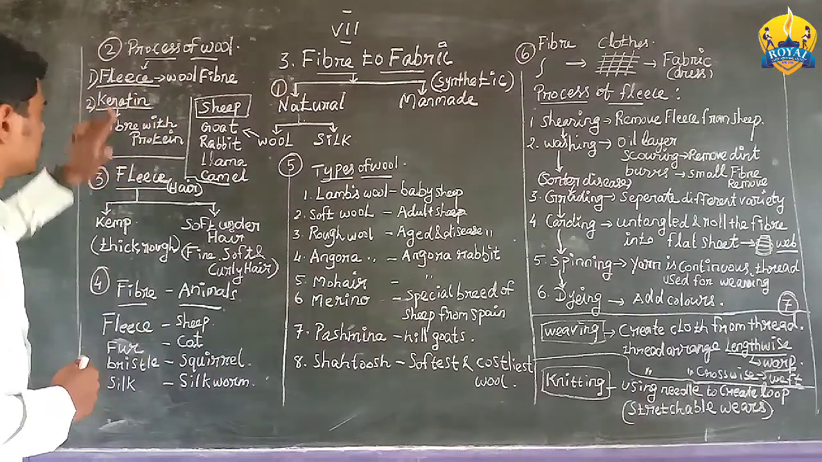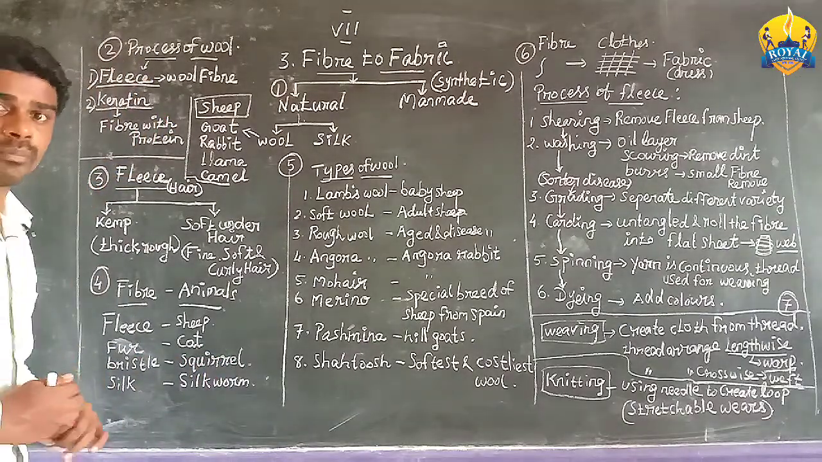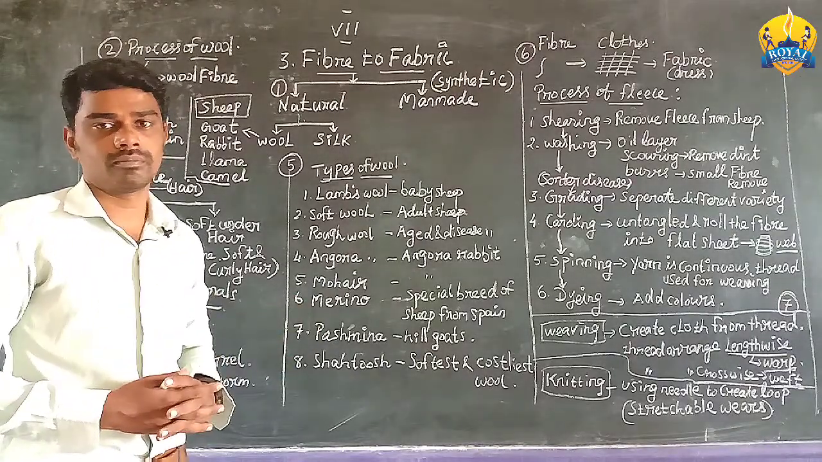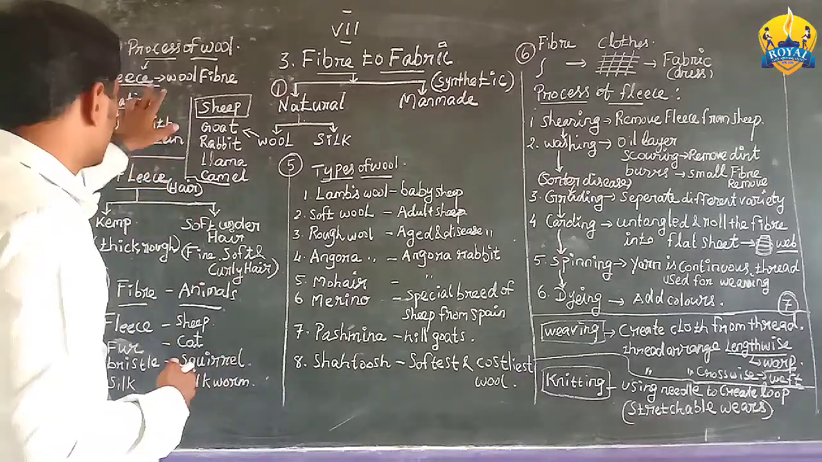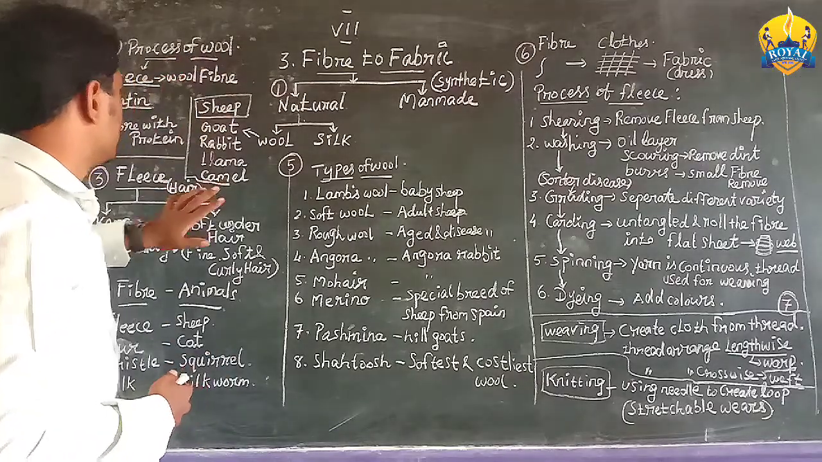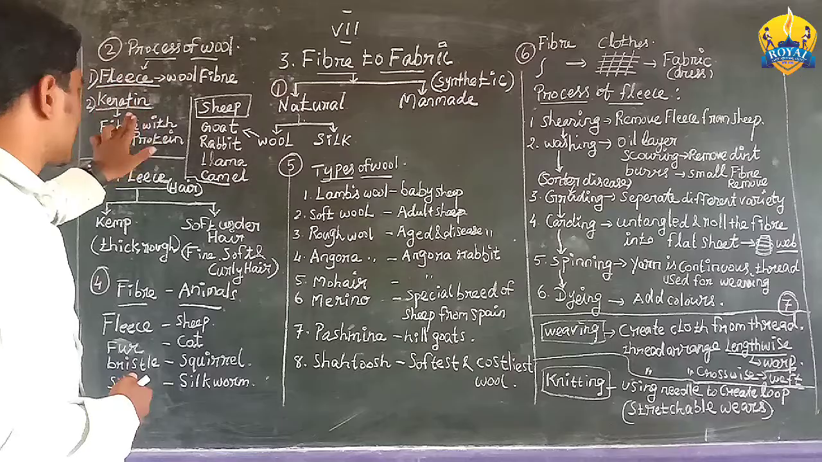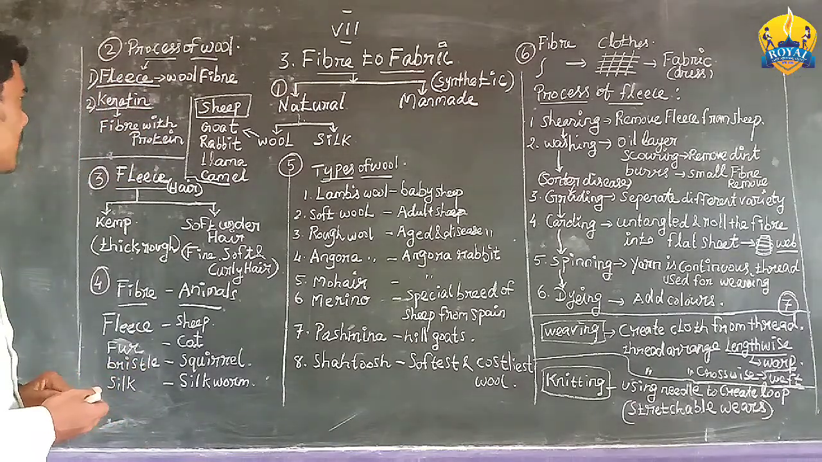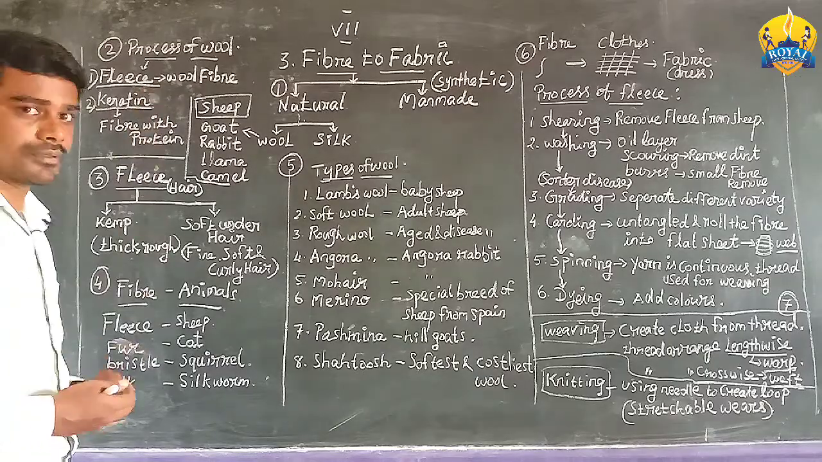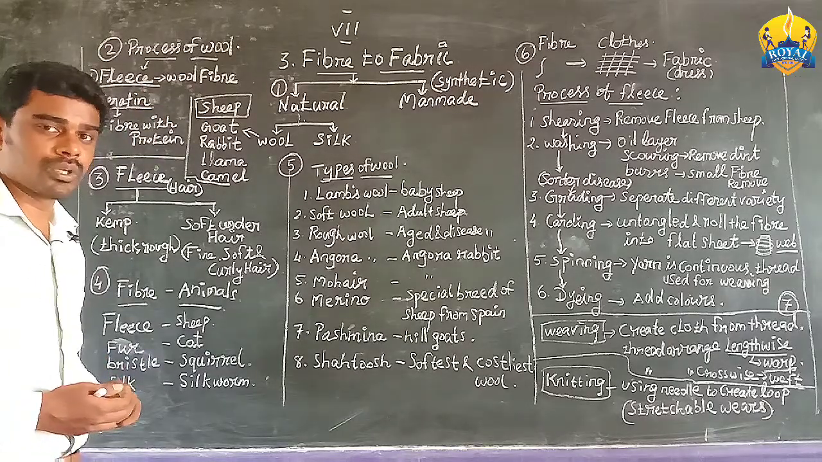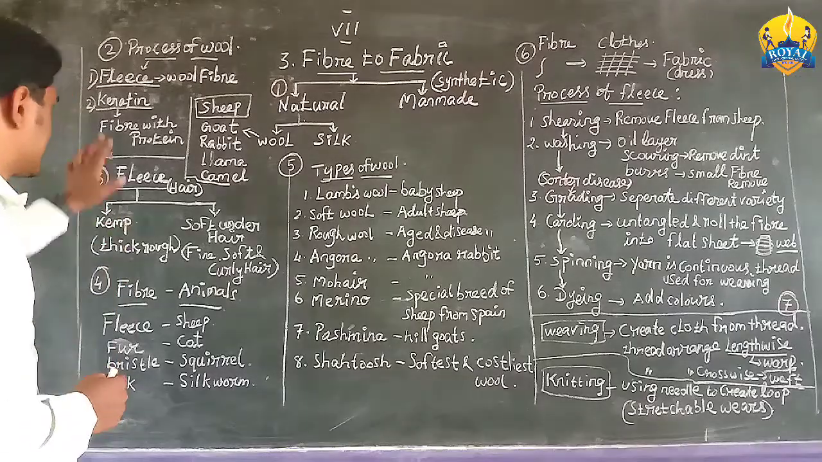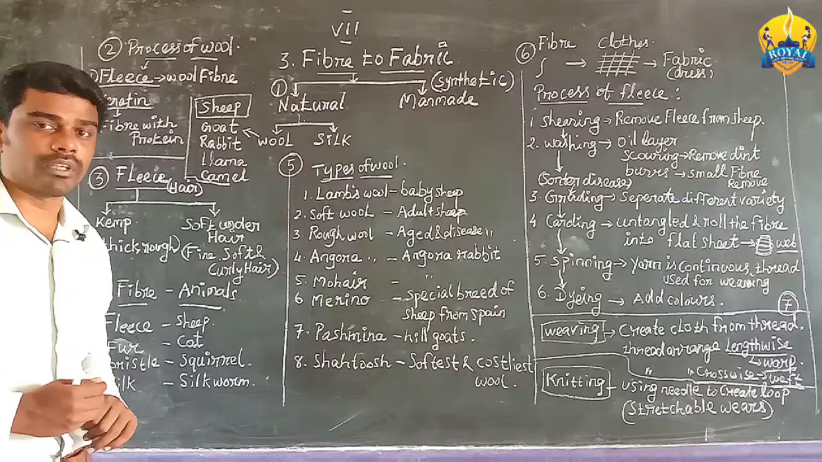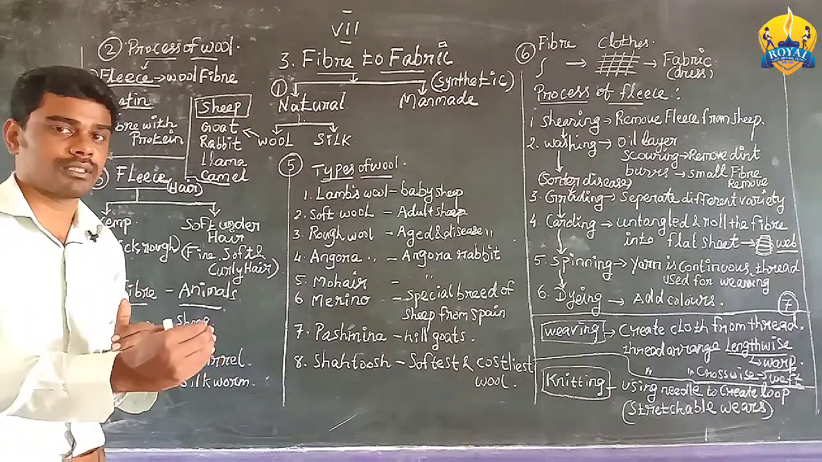And then second is the process of wool. How the wool is formed. Based on the process of wool, it is basically two types: fleece and keratin. Fleece and keratin. What is fleece? Which is known as the wool fiber. And then next, keratin is the fiber with protein, based on the protection and processes of wool.